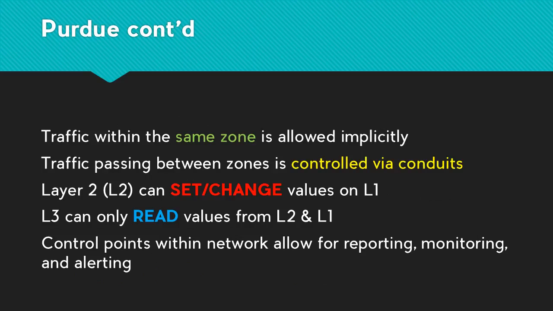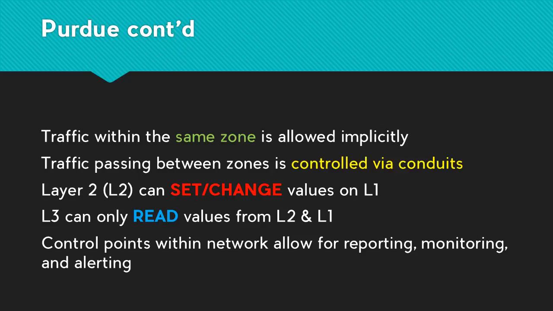Talking about zones again: traffic between the same zones is implicitly allowed. If you put something between them, you now have 2 zones with a conduit between them. You don't have 1 zone anymore. Traffic passing between your zones, again, is facilitated and controlled via the conduits. The conduits tell you whether or not you can pass between these 2 zones.